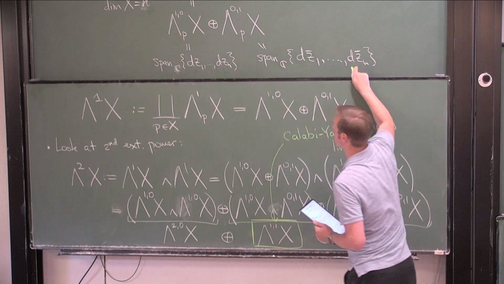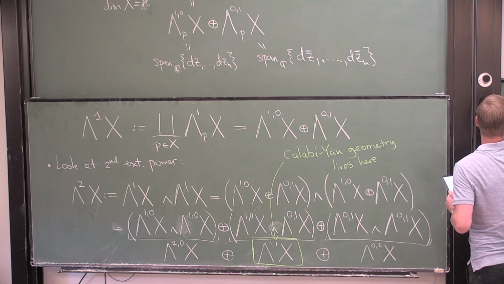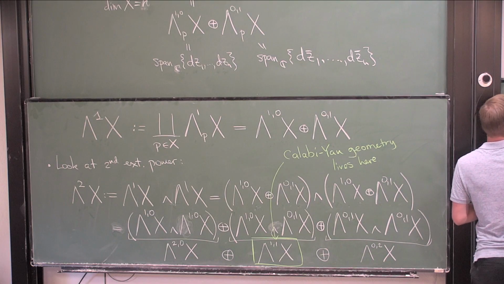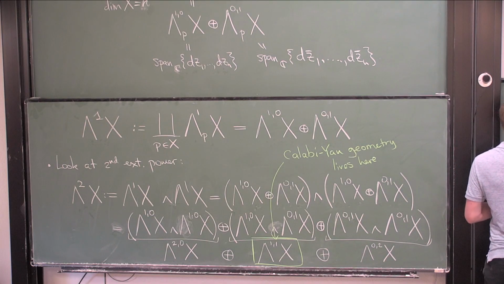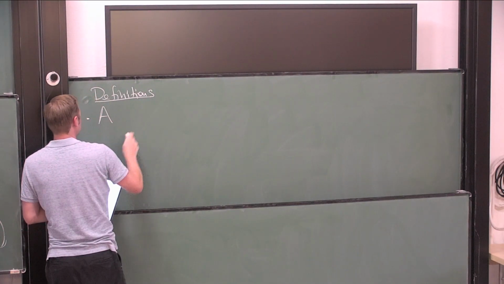So that's what I want to focus on next. So now let me give you a few definitions. First of all, we need a Hermitian metric.